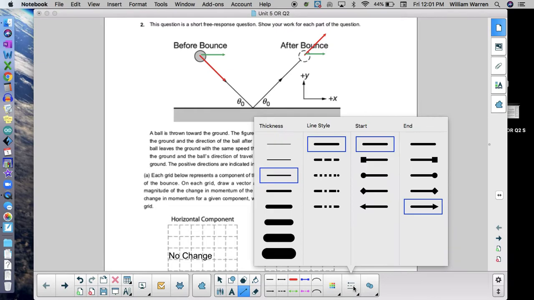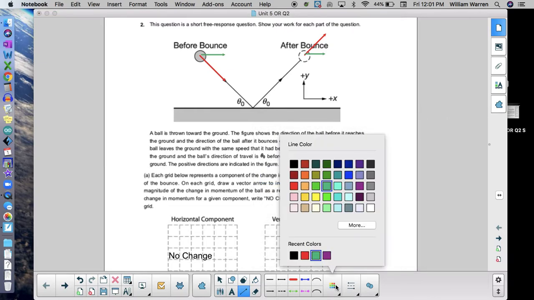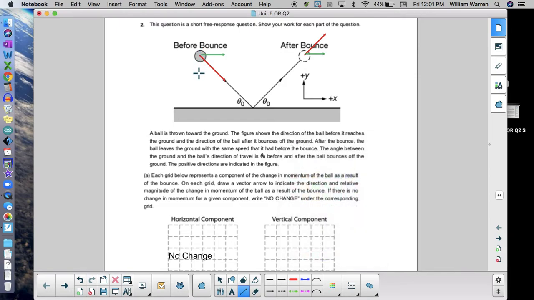Am I still in my arrow? Yes, still at arrow, and I go purple, right? So what about the vertical component of the momentum? It was like this just before the hit, it had a vertical momentum like that, a y-axis momentum like that, and then after the bounce, it had a y-axis momentum like that, right?